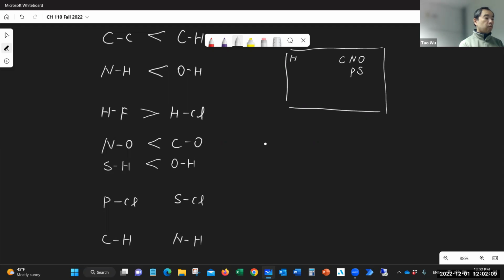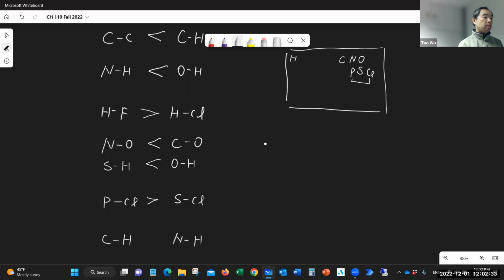Next one, phosphorus and chlorine. Chlorine is over here. Phosphorus-chlorine and sulfur-chlorine are in the same level, the same period. So definitely phosphorus-chlorine has a bigger difference than sulfur-chlorine. So this one is stronger.